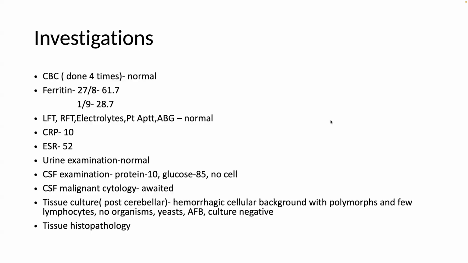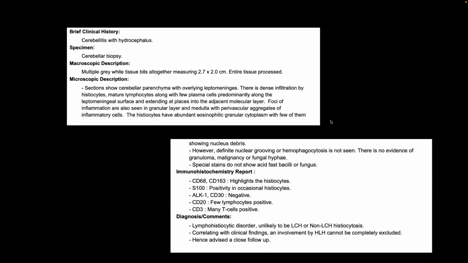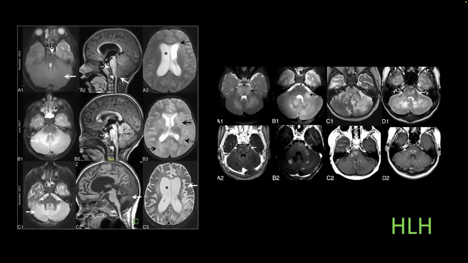It is showing dense infiltration by histiocytes, mature lymphocytes, along with few plasma cells along the leptomeningeal surface. And histiocytes have abundant eosinophilic granular cytoplasm, with few of them showing nuclear debris. So it is mainly suggestive of lymphohistiocytic disorder, unlikely to be LCH or non-LCH histiocytosis. So we are just awaiting that whole exome sequencing report.